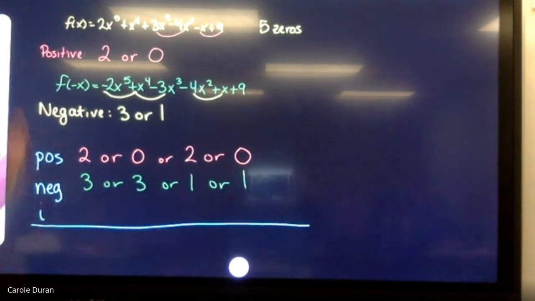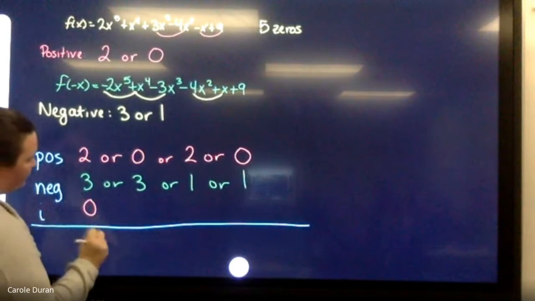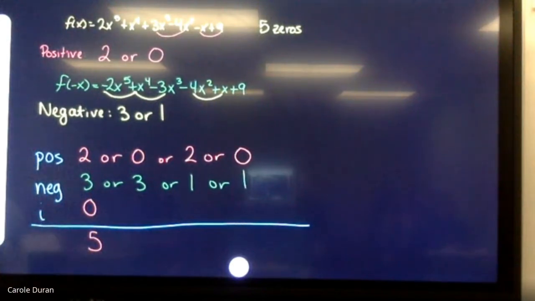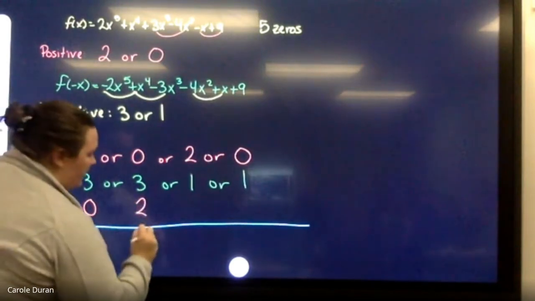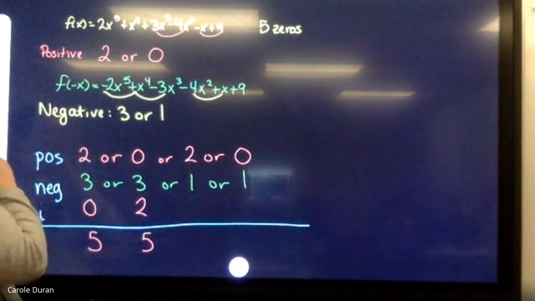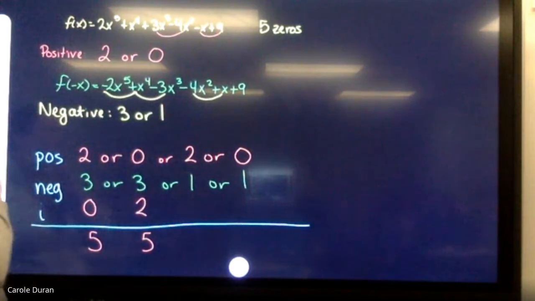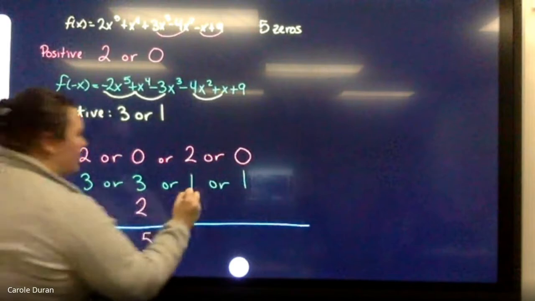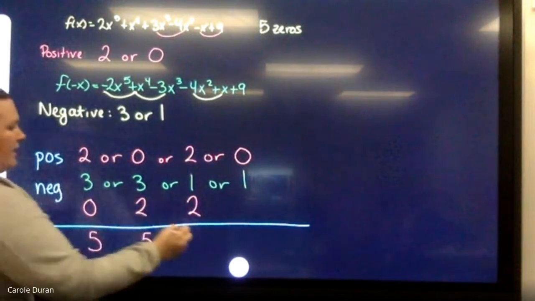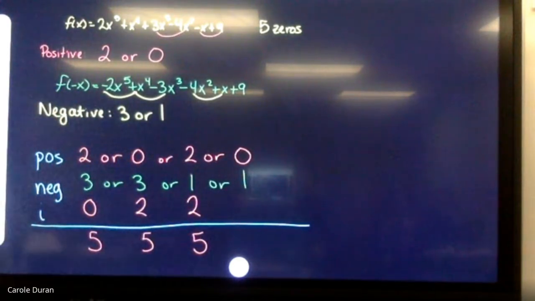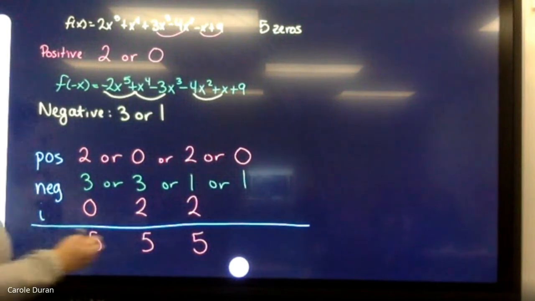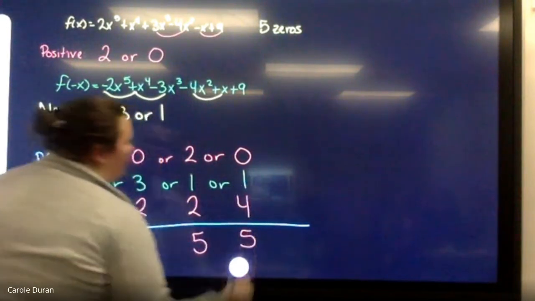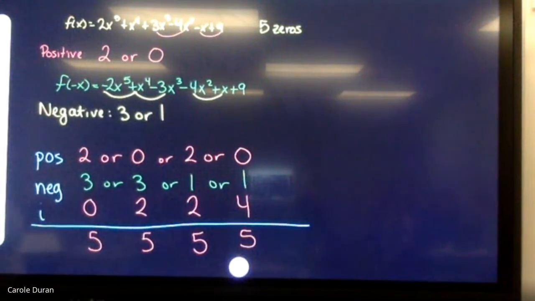So on the first column, if I have 2 positive and 3 negative, how many imaginary could I have? 0, because I have no room. I'm already at 5. If I have 0 positive and 3 negative, how many imaginary? 2, because 3 plus 2 gives me 5. For my third column, I have 2 positive and 1 negative, so I can have 2 imaginary. And on my fourth column, I have 0 positive and 1 negative. 4 imaginary. Each of my columns adds to 5, and I'm finished.